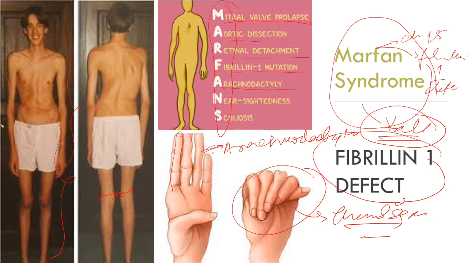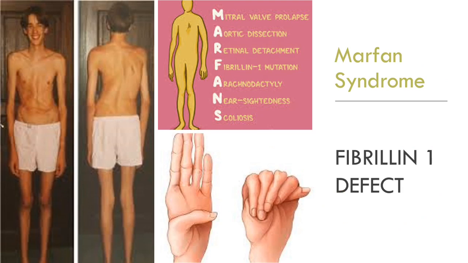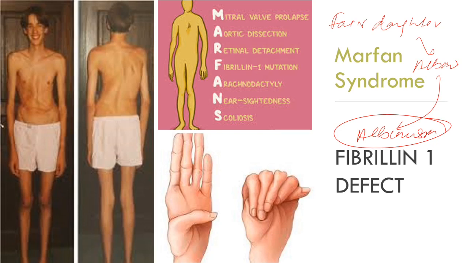Arachnodactyly, I told you this, long and slender fingers. And then nearsightedness, some problem with the eyes, is also present, and scoliosis, you can see a bent back. So this is known as scoliosis. One thing I forgot to add a slide here, that is of a fair daughter. We told fair daughter. So fair daughter represents an albino or a defect related with albinism. Okay, so this was all about chromosome 15.